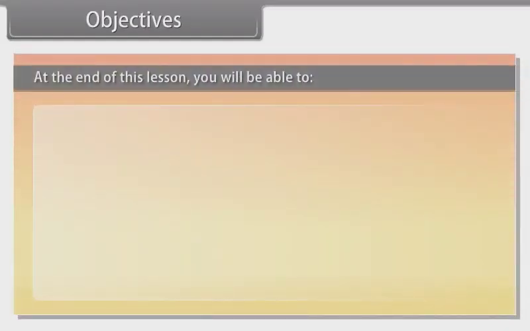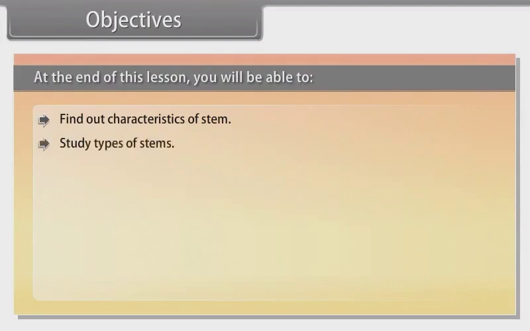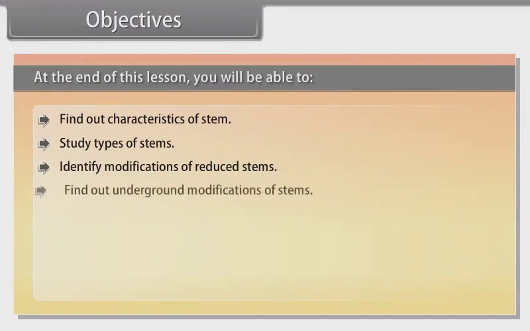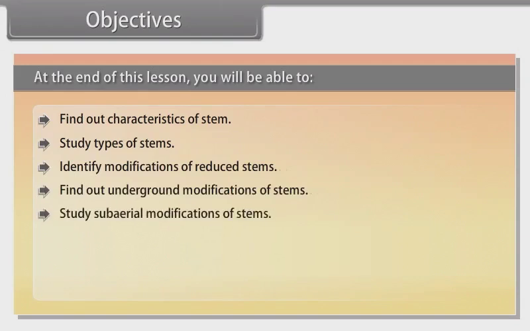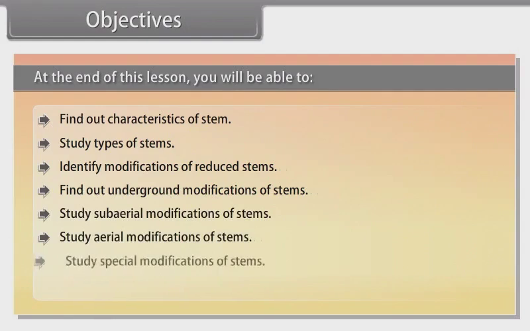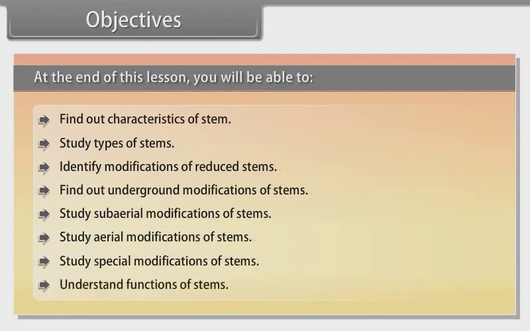Objectives. At the end of this lesson, you'll be able to find out characteristics of stem, study types of stems, identify modifications of reduced stems, find out underground modifications of stems, study subaerial modifications of stems, study aerial modifications of stems, study special modifications of stems, and understand functions of stems.